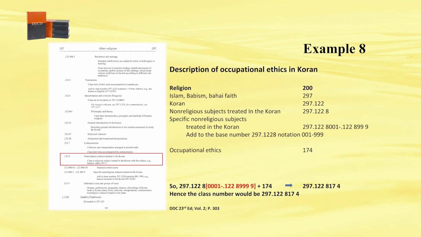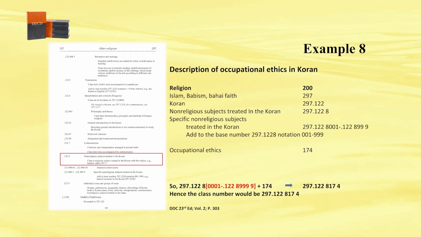From the third summary, we can retrieve the number for occupational ethics, that is 174. So we have already got the number for Quran and the non-religious subject dealt in the Quran. Then we got the instruction, and from the instruction we have found the number for occupational ethics. So we have covered all the facets dealt in the book.